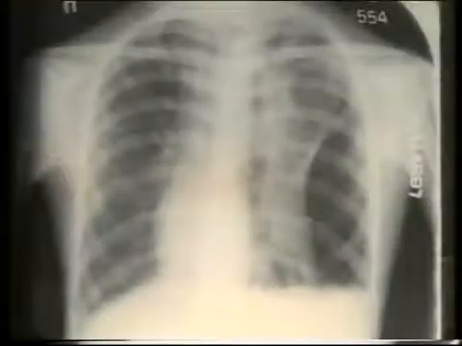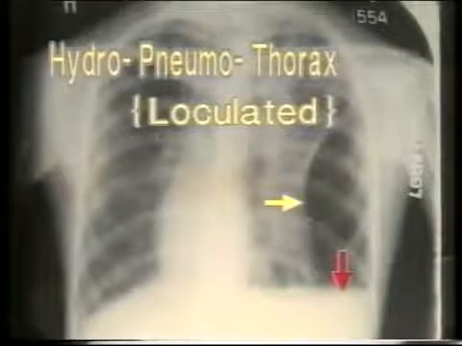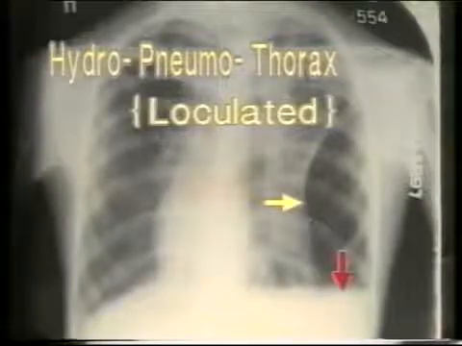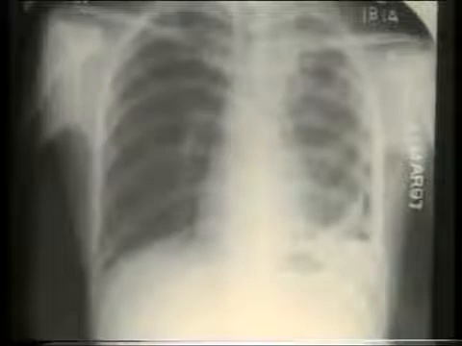Compare it with this X-ray of loculated hydropneumothorax. Note the lung border shown by the yellow arrow which is not fibrosed. On aspiration, clear fluid and air were aspirated. And in the next X-ray, you will see that the lung has expanded well with only a thin rim of air and small amount of fluid at the bottom.